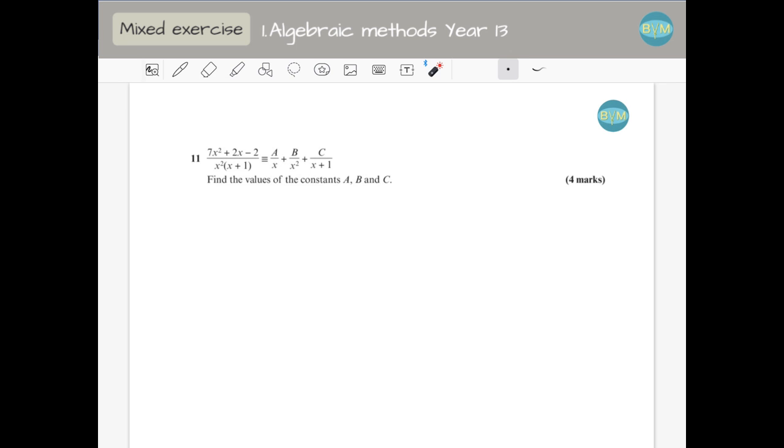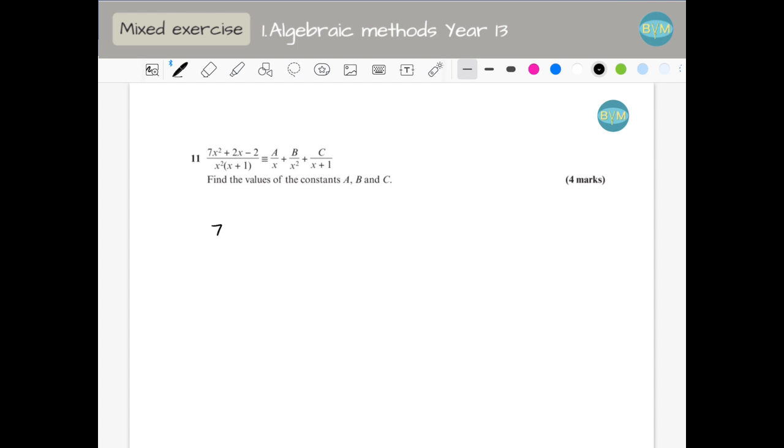Hello, this is question 11 on your mixed exercise 1 from year 13. You have to express these as partial fractions. Remember, when we have a coefficient factor that goes squared, we will have two coming out of here. So one with the x squared and one without the square. Don't forget this, because usually in the questions they tell you how it should look, but not always.